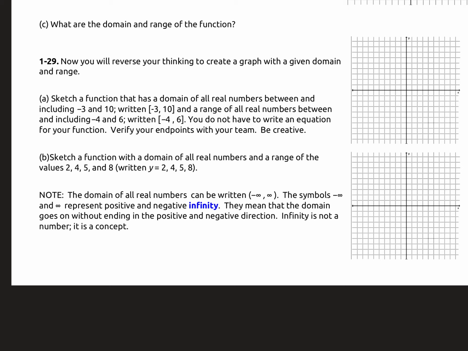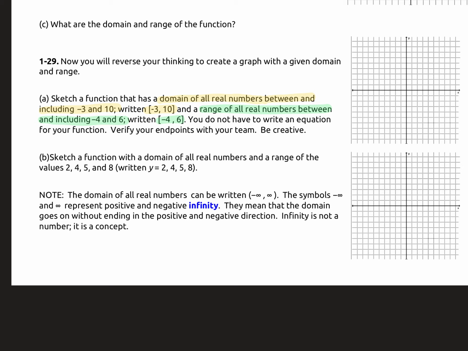Okay, so we're going to work backwards. We're going to think about what we want our domain and range to be, and then we're going to actually sketch a graph that meets that requirement. So we want to sketch a graph that has a domain of all real numbers between and including -3 and 10, written as -3 to 10. And we want our range to be all real numbers between and including -4 to 6, written as -4 to 6. We don't have to write an equation. We just want to come up with what that graph would look like.